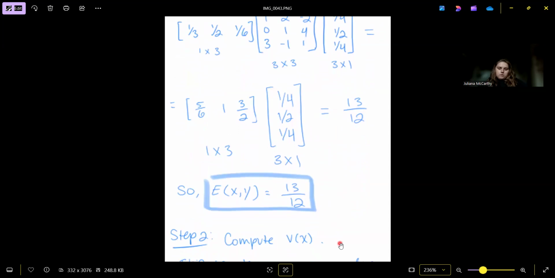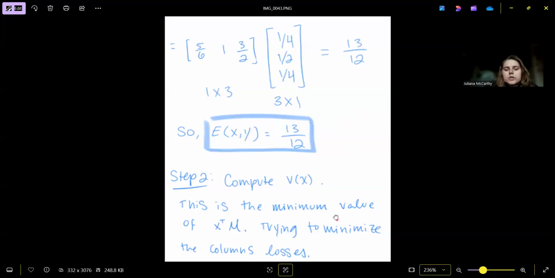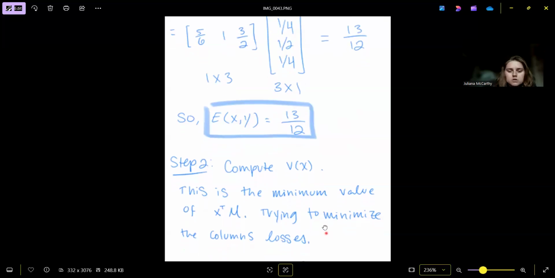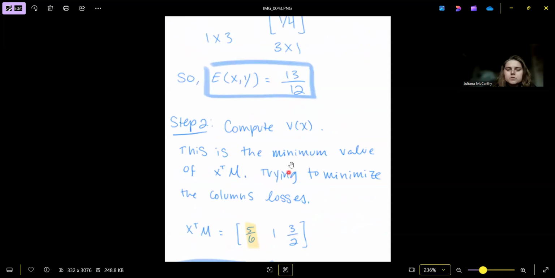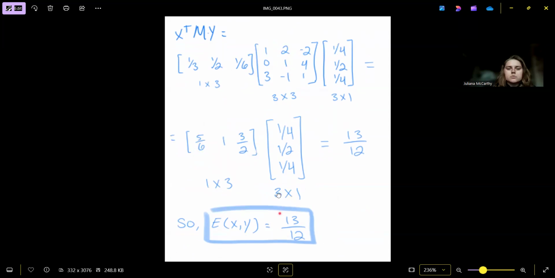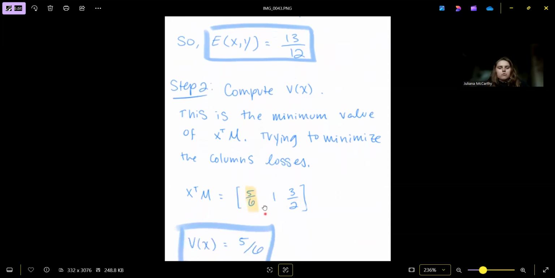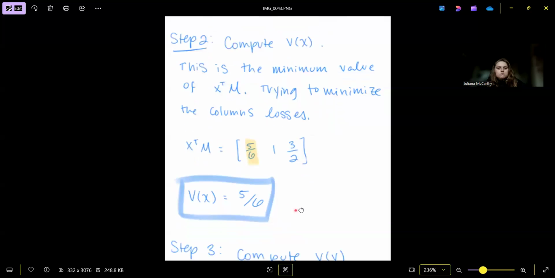Next, we're computing v of x. This is the minimum value of x transpose times m, because we're trying to minimize the column's losses. So x transpose times m, we did that up here. We got 5/6, 1, 3/2. So I just brought it down. And so we just choose the minimum value. 5/6 is less than 1. 3/2 is greater than 1. This is 1. This is our smallest value. So v of x equals 5/6.